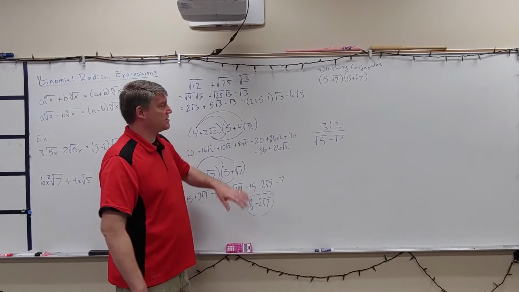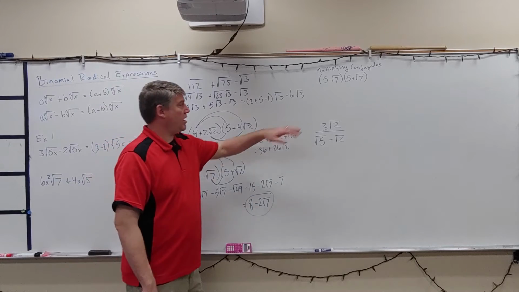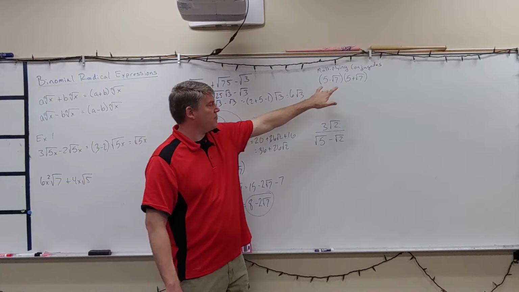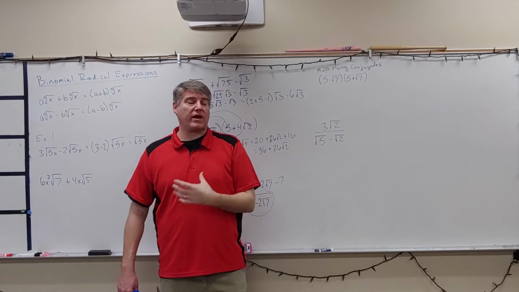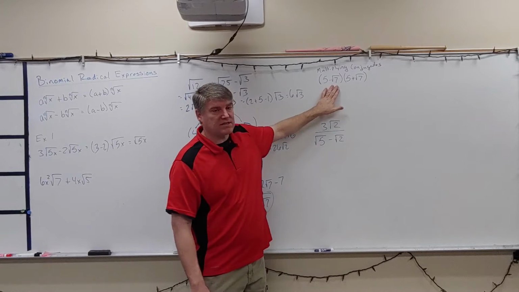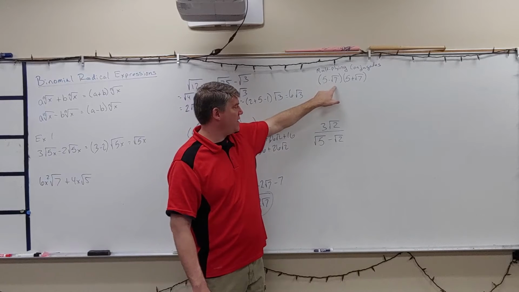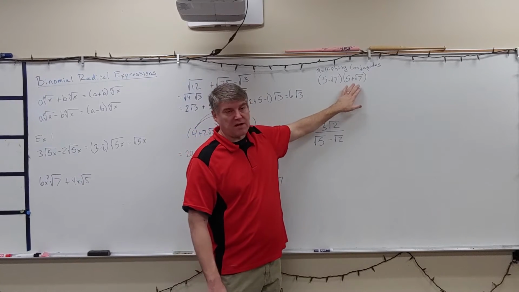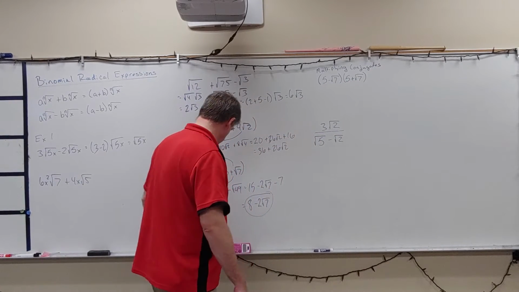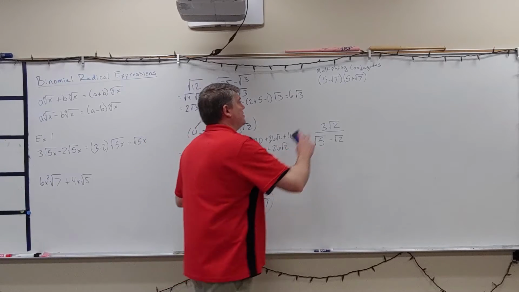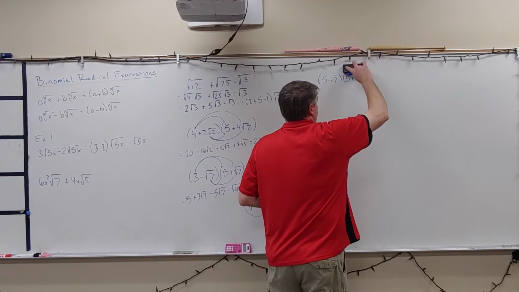The next thing is this idea of conjugates. A conjugate is a different sign on the radical piece. So I'll have a positive and I will have a negative. So this one in our example here is 5 minus the square root of 7 times 5 plus the square root of 7. And we're going to look at what happens when we multiply those out, okay?